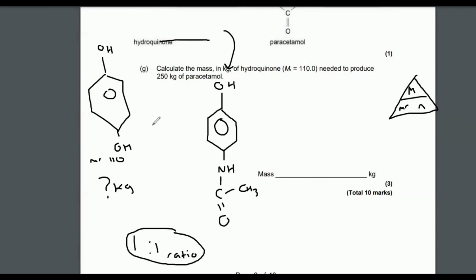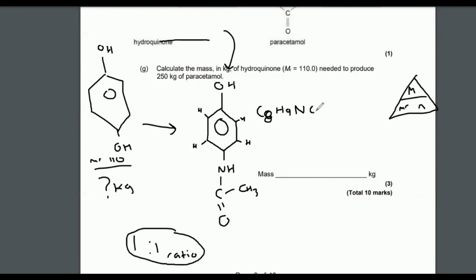It shows us that in the step. So we need that for coefficients. When you're finding out the mass of something and you can work out the moles of something else, then you know that once you've worked out the moles of one, you've worked out the moles of the other. So my first thing is I've been given 250 kg of paracetamol. So from the formula, I can work out its MR.